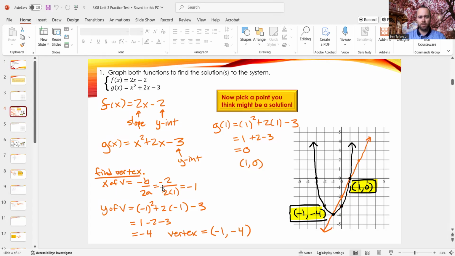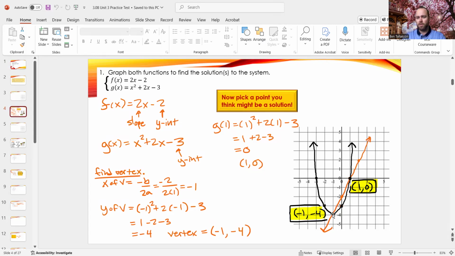It's this little formula right here. So we take B, we take A. Plug them in, we get -1. Plug that back into your function to find the y value of the vertex. Square it, multiply it, add and subtract, and we get -4. So vertex there at -1, -4, which is not just the vertex, but it's also one of our solutions.